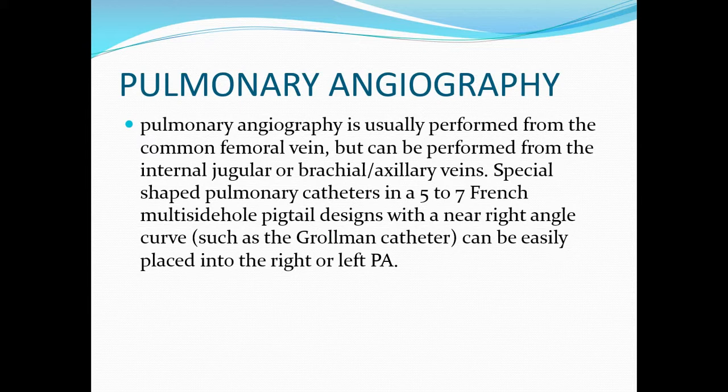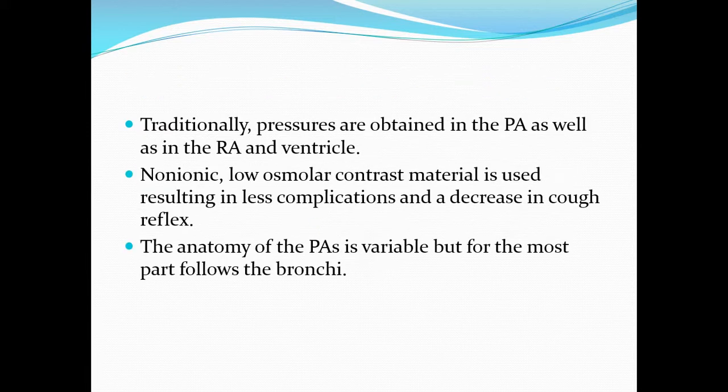Regarding pulmonary angiography, it performed from the femoral vein also can be performed from the internal jugular, brachial, or axillary veins. Special shaped pulmonary catheters, usually 5 to 7 French, multi-side hole pigtail designs with a near right angle curves, such as Grollman catheter, can be easily placed into the right or left pulmonary arteries. Traditionally, the pressure is obtained in the pulmonary artery as well as in the right atrium and in the right ventricle. Usually we use non-ionic low osmolar contrast material because there are fewer complications and there is a decrease in the cough reflex. The anatomy of the pulmonary artery is variable, but for the most part it follows the bronchi.